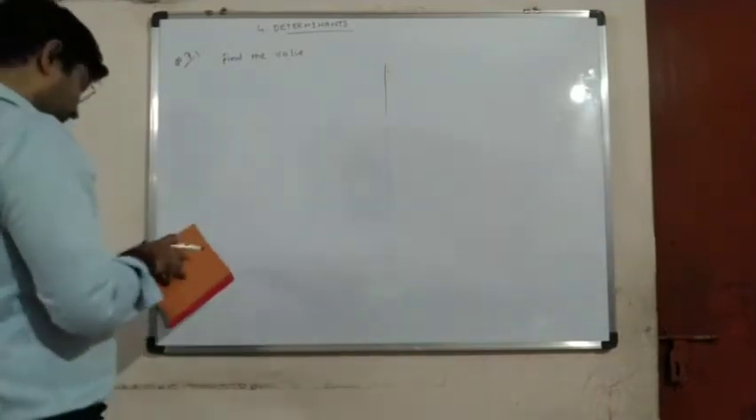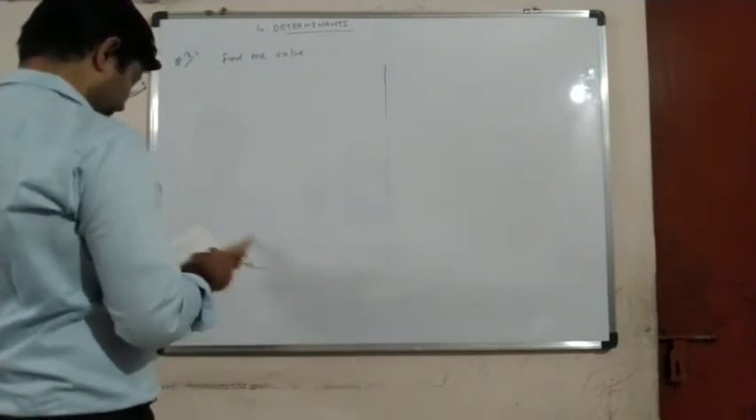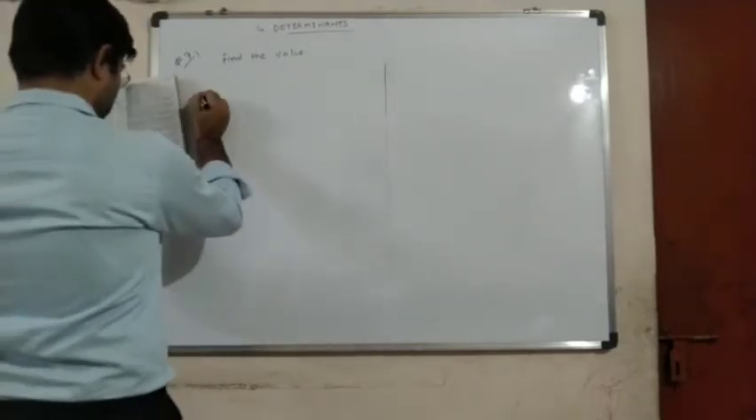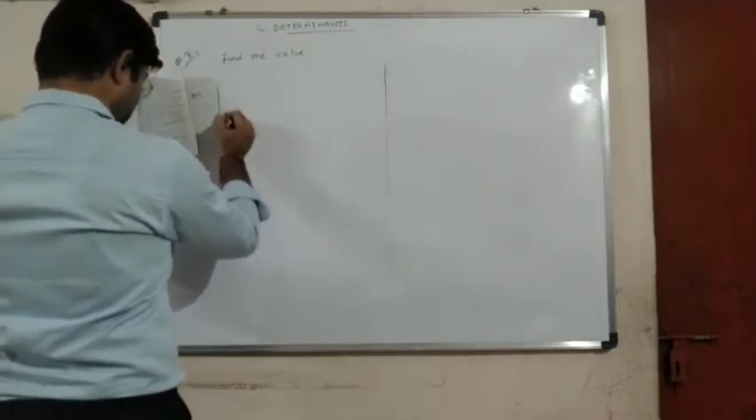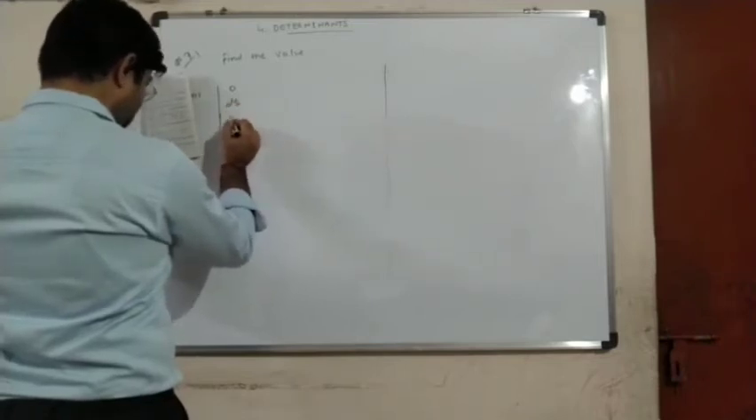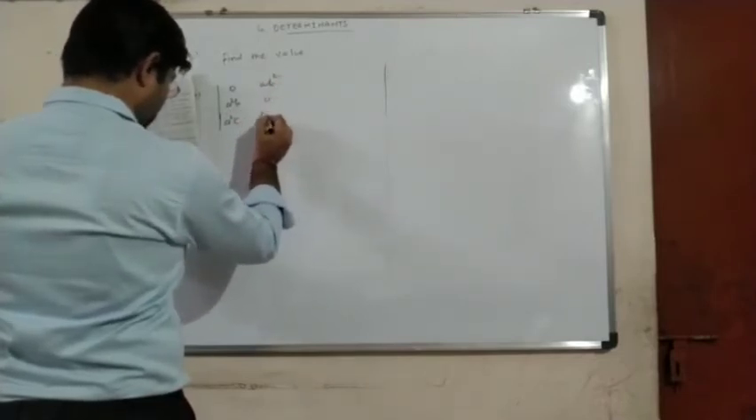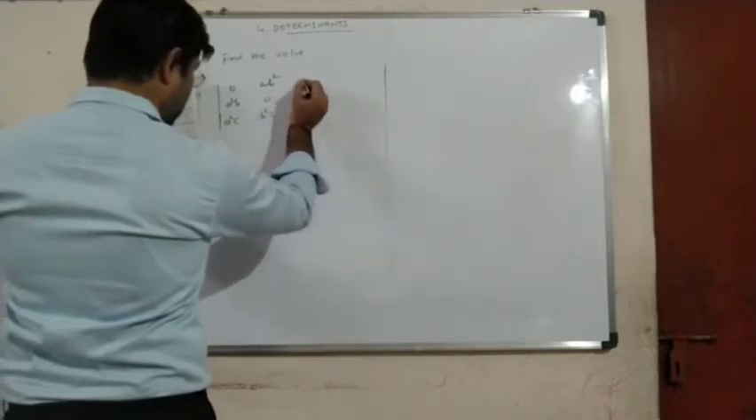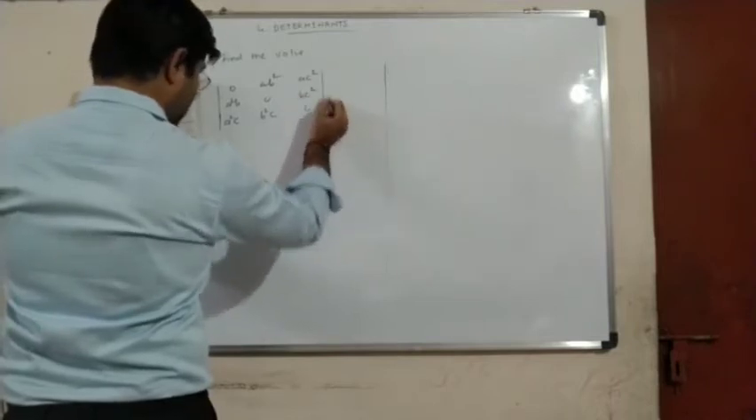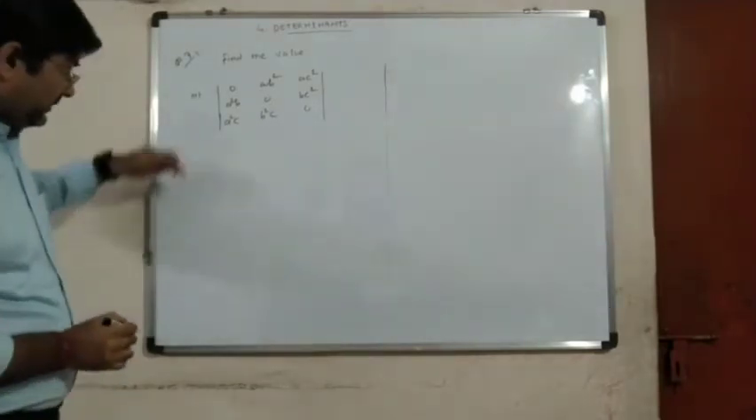Now the second question of question 7. The second determinant contains the elements 0, a square b, a square c; ab square, 0, b square c; and ac square, bc square, 0. Here we have to find the value of the given determinant. It is very evident.